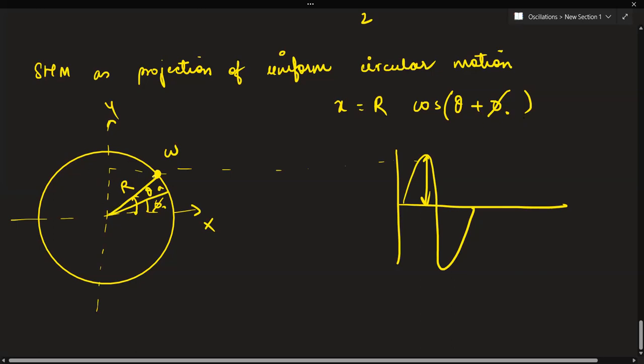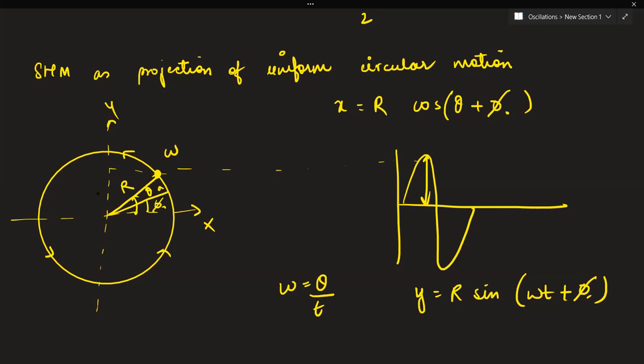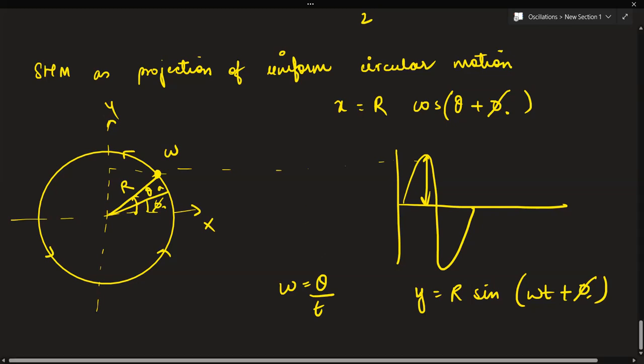If this is the amplitude, r is the amplitude, and then the total angle is theta, and omega is what? Theta divided by t. That's how we write any other value, like y is equal to r sin(omega t plus phi), because omega is equal to theta by t. If your rotation is anti-clockwise, you can draw it on the circle, and if it is clockwise, then you can simply reverse it.